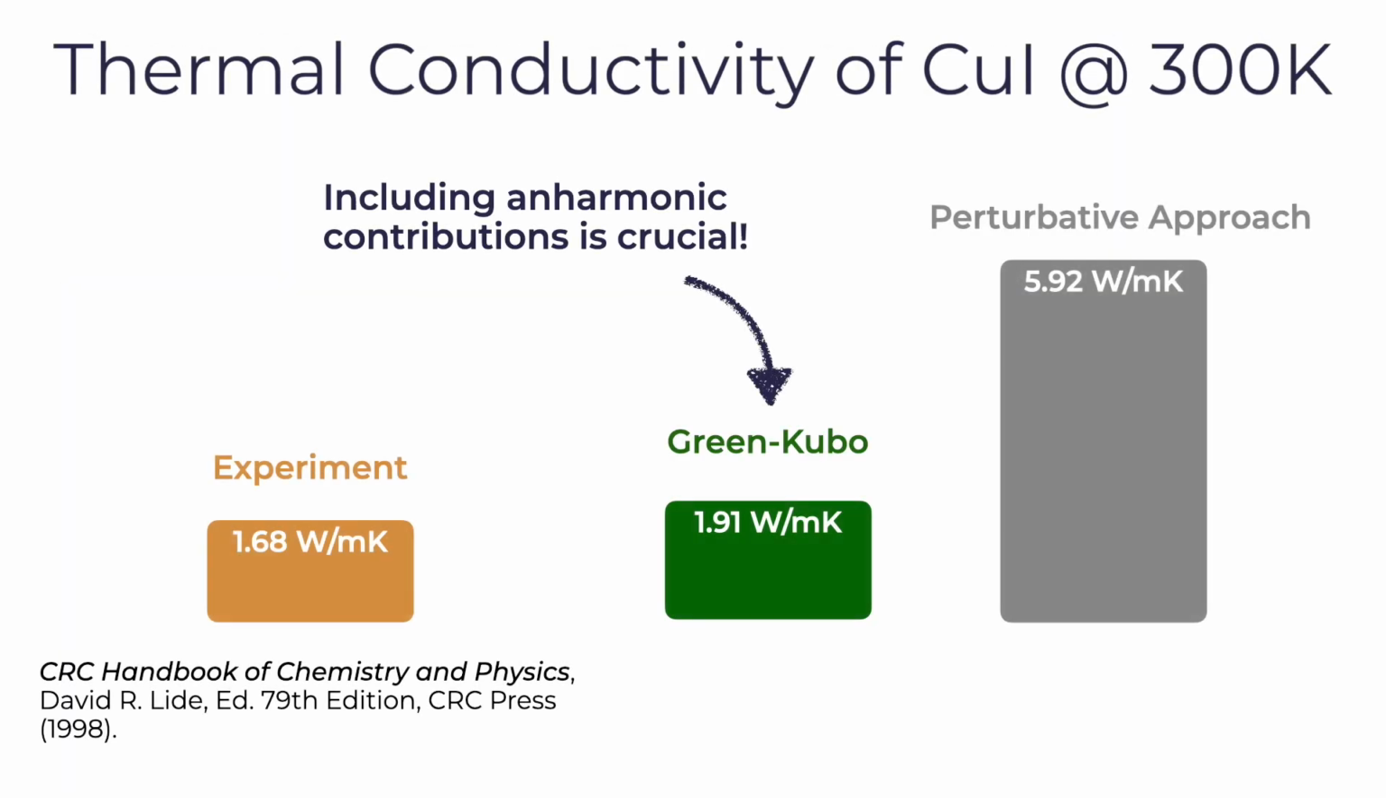When applying the Green-Kubo approach to copper iodide, we now see that we actually get a thermal conductivity very close to experiment with a value of only 1.9 Watt per meter Kelvin, which is indeed much closer to the experimental value compared to the Boltzmann transport equation approach. We can of course also take a look at the molecular dynamics trajectories to see in more detail why the Boltzmann transport equation here fails.